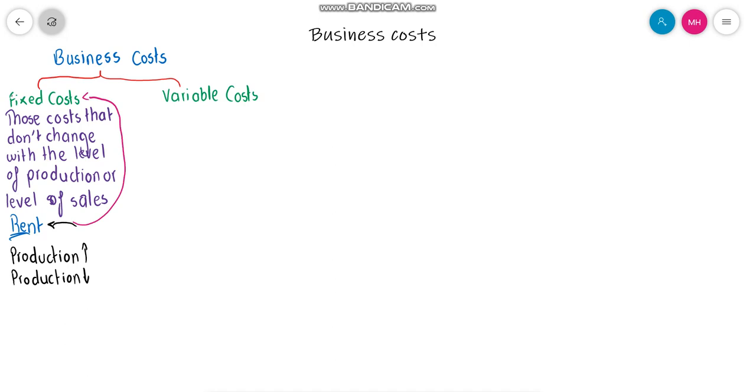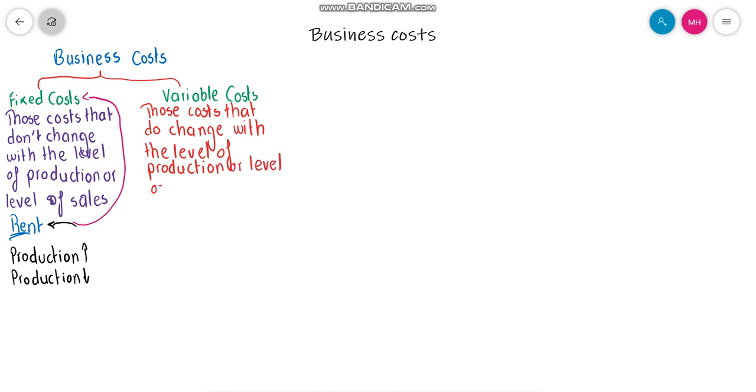Now we move on to variable costs. I guess you must know by now what variable costs are: those costs that do change with the level of production or level of sales. So let's say that production goes up.